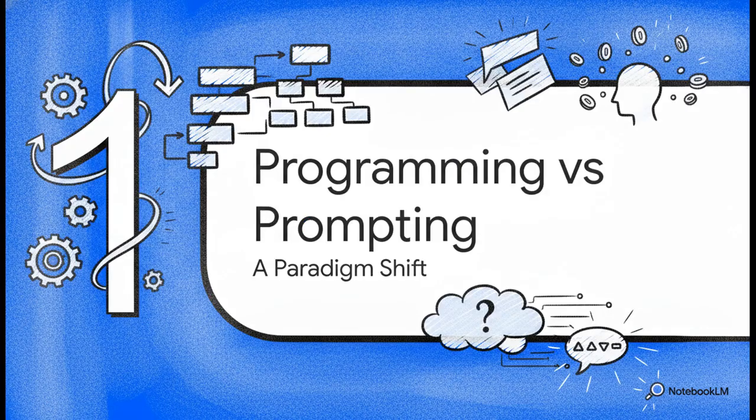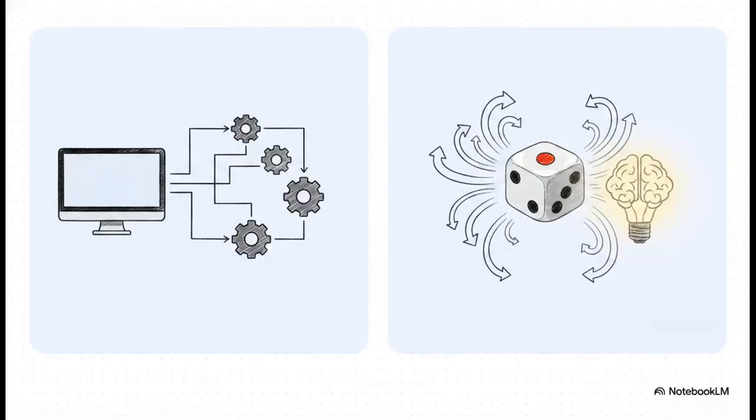Okay, Section 1. Programming versus prompting, the big paradigm shift. The absolute first thing we need to wrap our heads around is that LLMs are not magic, and they certainly don't think like you or I do. Traditional programming relies entirely on explicit logic and exact matches. You tell the compiler or the interpreter exactly what to do, step by step, and it executes those commands flawlessly.